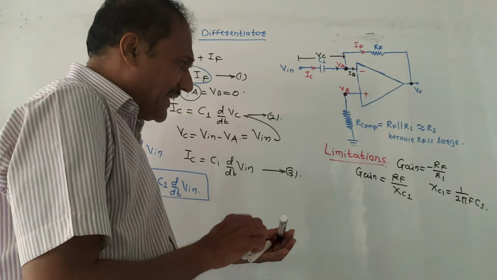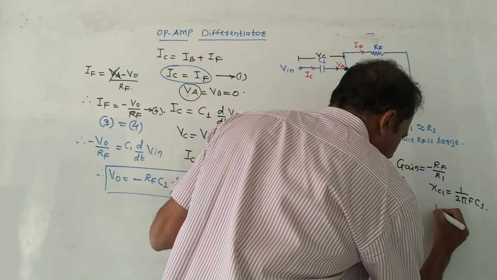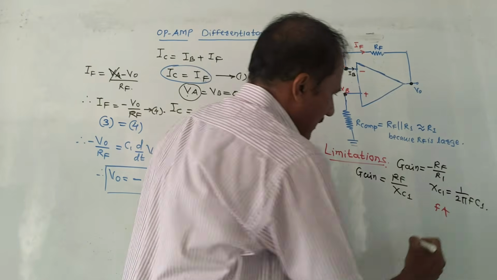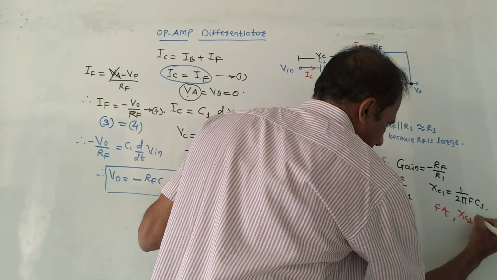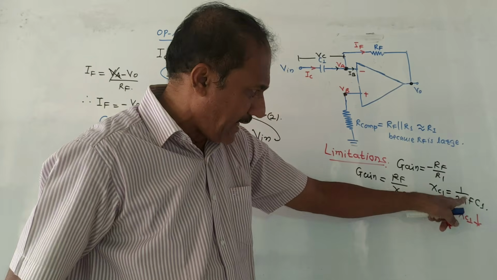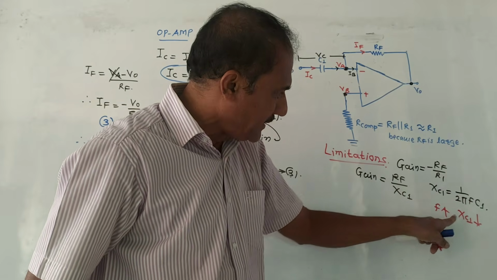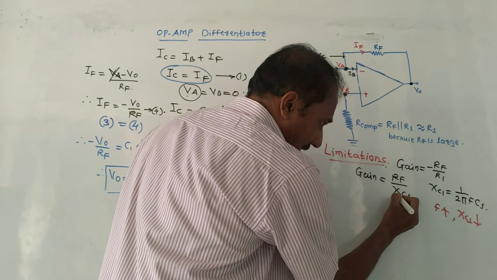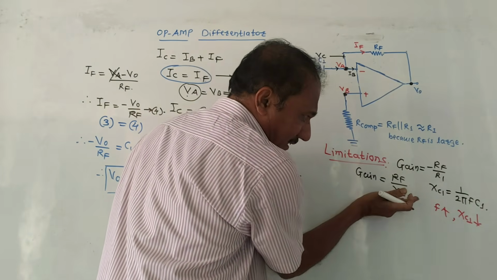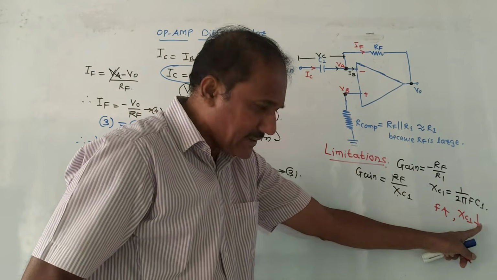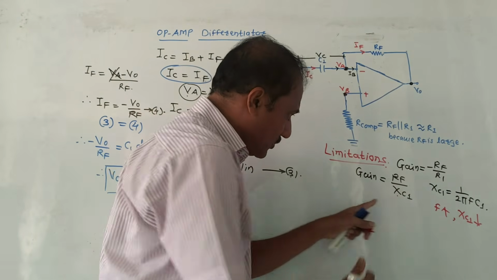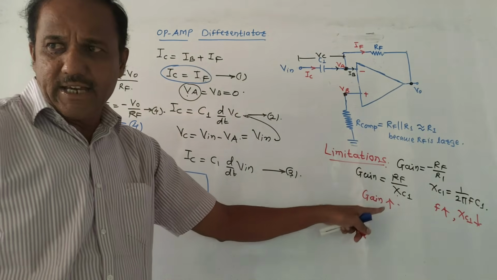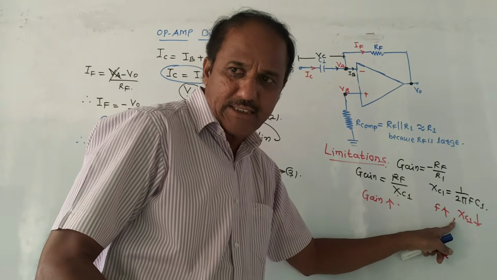So it clearly indicates that as frequency increases, from this equation, XC1 decreases, क्योंकि ये रेसिप्रोकल है, XC1 is reciprocal of frequency, तो जैसे frequency बढ़ेगा XC1 will reduce. Look at this formula. Gain के equation में XC1 is in the denominator, so as frequency increases XC1 decreases, ये value decrease हो जाएगा, therefore gain will increase. This gain will increase as frequency increases. Very simple logic.